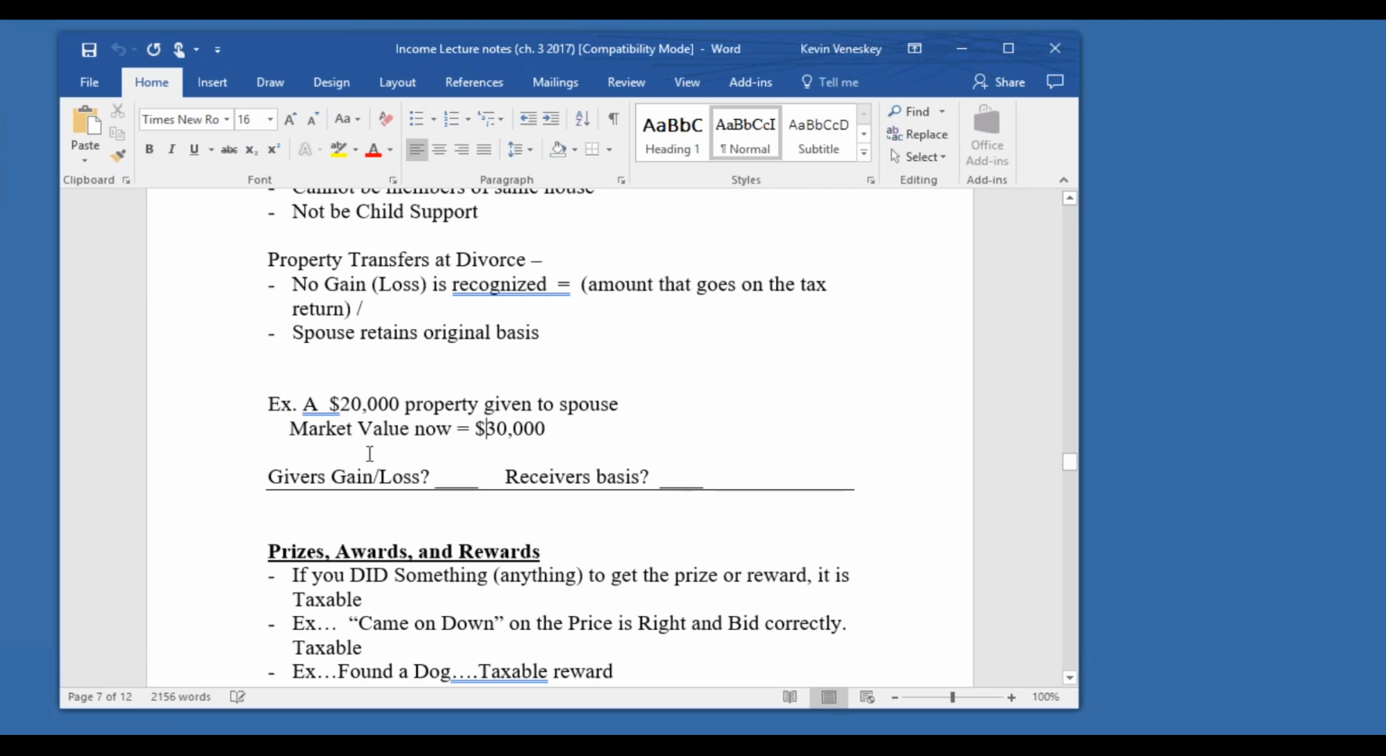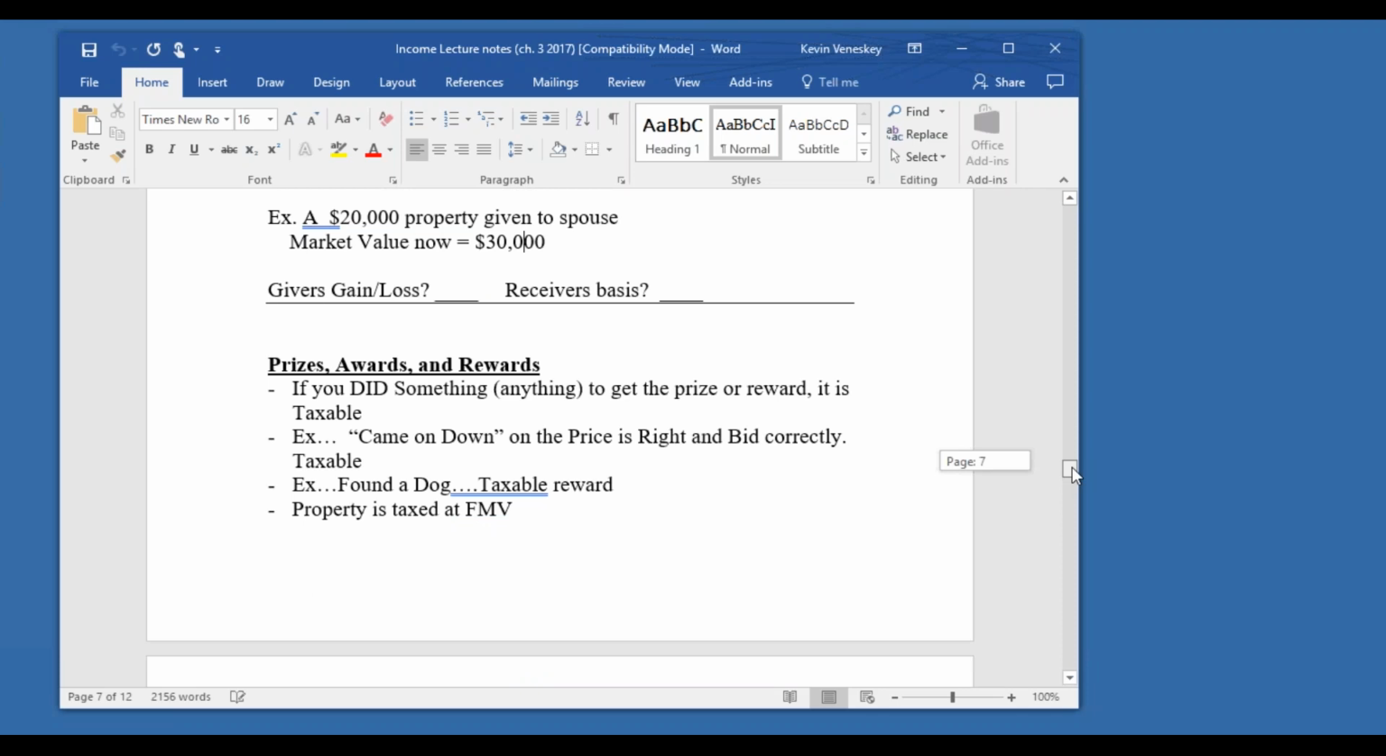when they sell it. But what this question says is, a $20,000 property is given to the spouse. It's now worth $30,000 at the date of the divorce. Does the person who gets the house have to claim a gain or loss? And the answer is no, not until they turn around and sell it. So at the date of the divorce, there is no gain or loss. And the receiver's basis, the spouse that got the house, they would keep the original basis of what they paid for it when they were married. If they turn around and sell it sometime later and get cash for it, then they would pay that $10,000 gain.